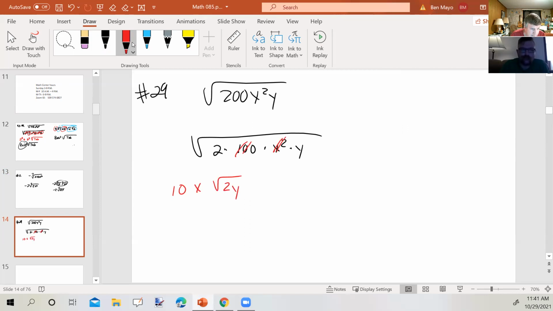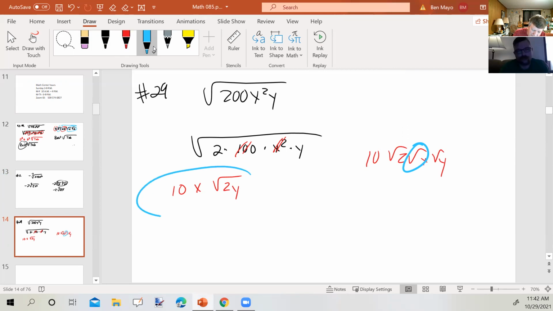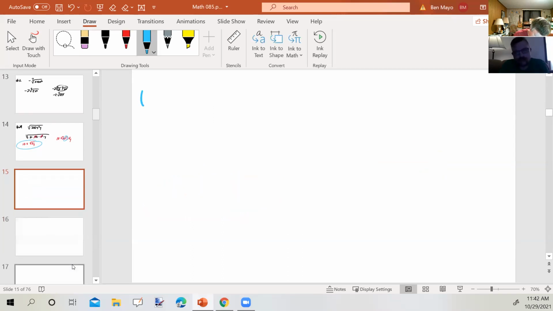Now, the answer that the student had was this, and this part of it should have been an x outside, and then they should have combined things like we've done before. Okay, let's see. 32, same thing. 36, same thing. 39, okay. And then I want to take a look at number 39.